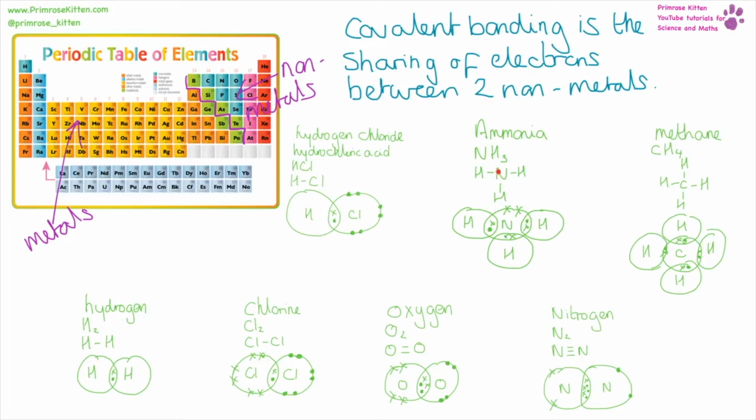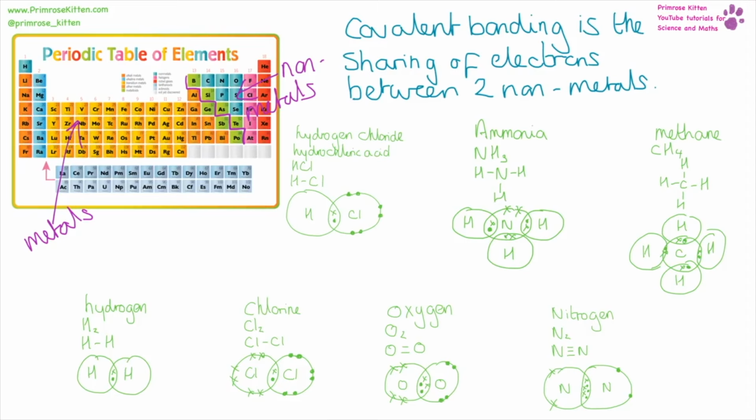Ammonia, NH3, nitrogen in the middle, 3 hydrogens coming off around the side. Methane, CH4, carbon in the middle, 4 hydrogens branching off it. Hydrogen, H2, very simple one there. Chlorine, halogens go around as diatomic molecules. Oxygen, we're getting a bit tricky now, has a double bond.